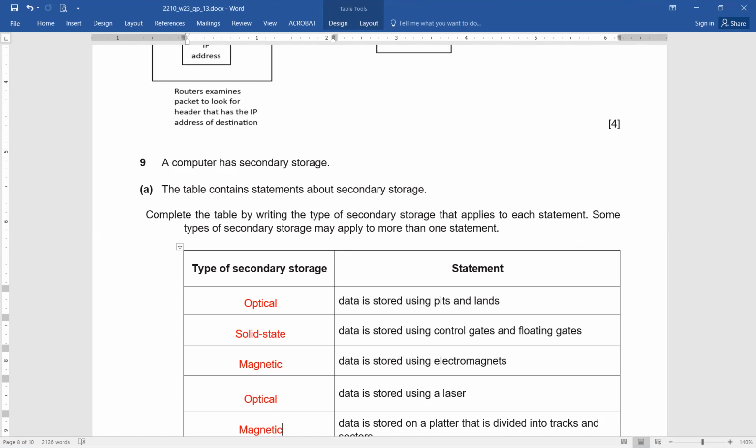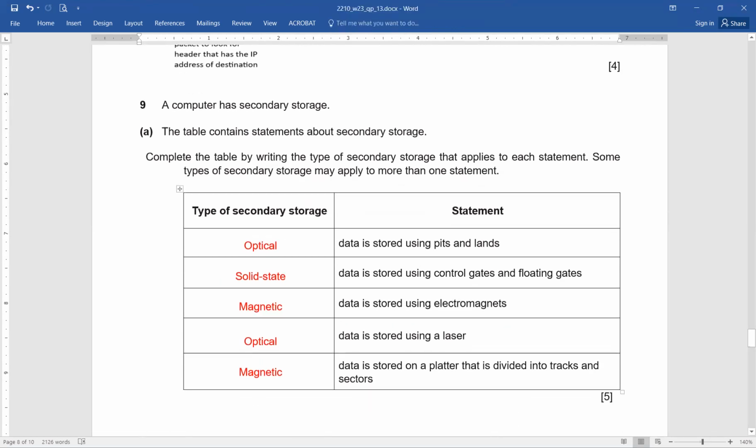So out of these, which definition fits which point? Data stored using electromagnets, so that is magnetic. The data stored using a laser. There's nothing except optical. And data is stored on a platter that is divided into tracks and sectors. Platters, tracks, and sectors, the three words definitely indicate magnetic storage. Okay, understood? That's wonderful. Be very cautious. If you have learned the technique of answering, you would definitely score full marks without any problem at all.